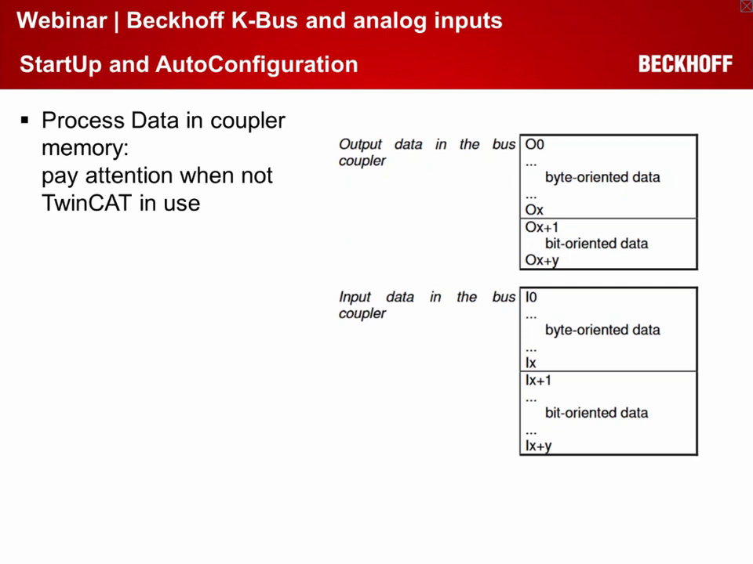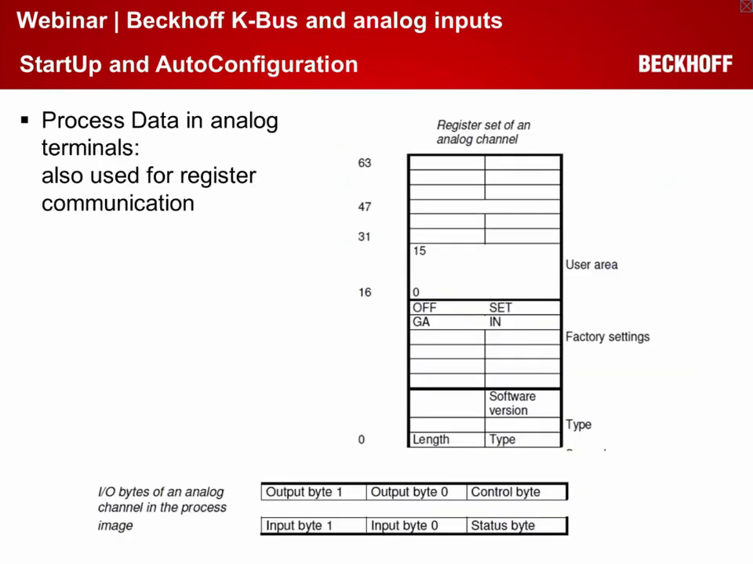First are the outputs, the byte orientated and the bit orientated, and the next in the memory is the input data, byte orientated and bit orientated. Same as in the coupler is here in the terminal. You see the process data, 2 output bytes and a control byte, and 2 input bytes and the status byte, which is the maximum process data that a terminal can have on the K-bus system, together with the other 64 registers that describe the behavior of the analog inputs.